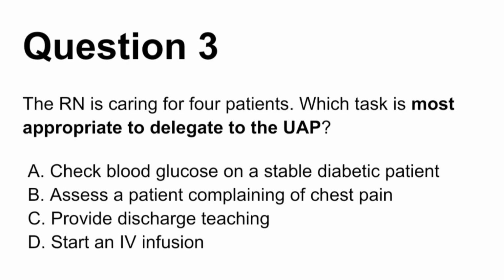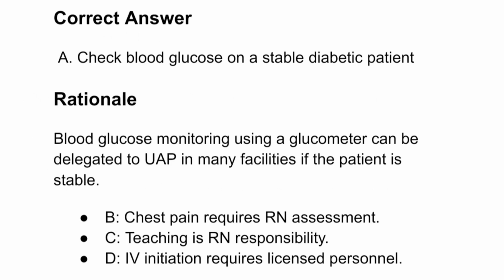Question 3. The RN is caring for 4 patients. Which task is most appropriate to delegate to the UAP? A. Check blood glucose on a stable diabetic. B. Assess a patient complaining of chest pain. C. Provide discharge teaching. D. Start an IV infusion.